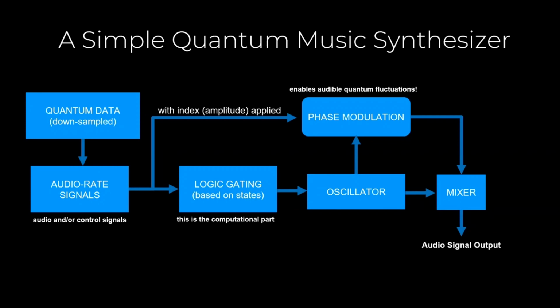Those quantum fluctuations are naturally occurring wobbles and vibratos that happen in these systems. If we're going to go the sonification route, we'd lose that information if we were just simply selecting states.